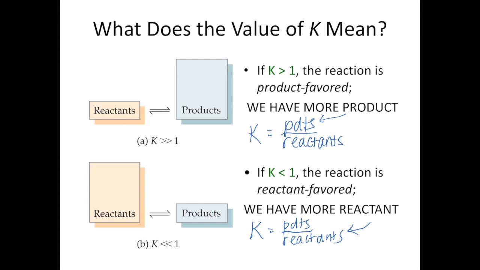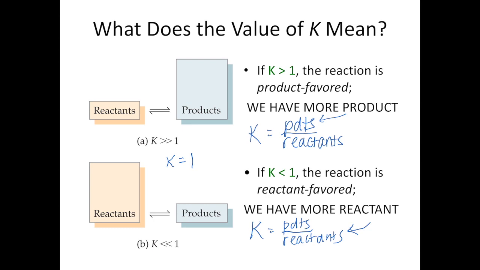Sometimes your K can equal 1, and what that means is that you have the same amount of reactants and products. It doesn't happen often, but it can happen. So if your K is 1, that means that your concentrations are equal. You can imagine that that's kind of a hard situation to find.